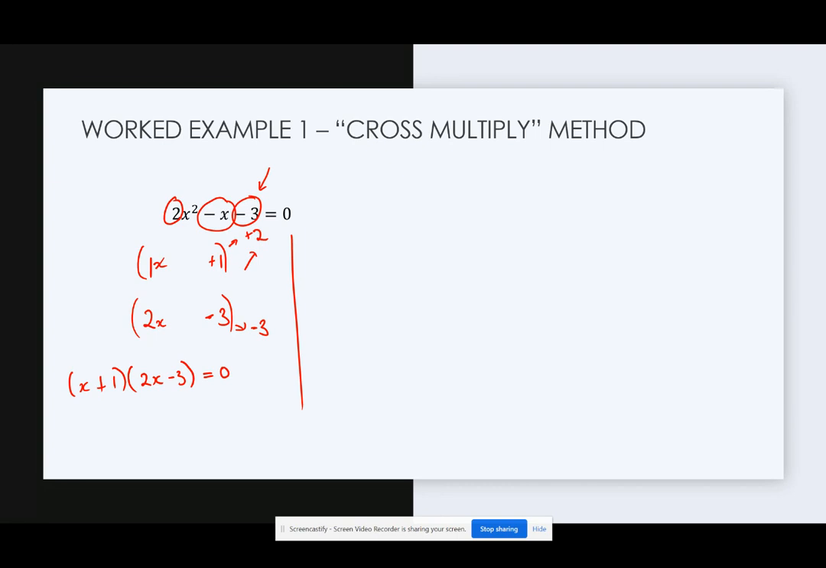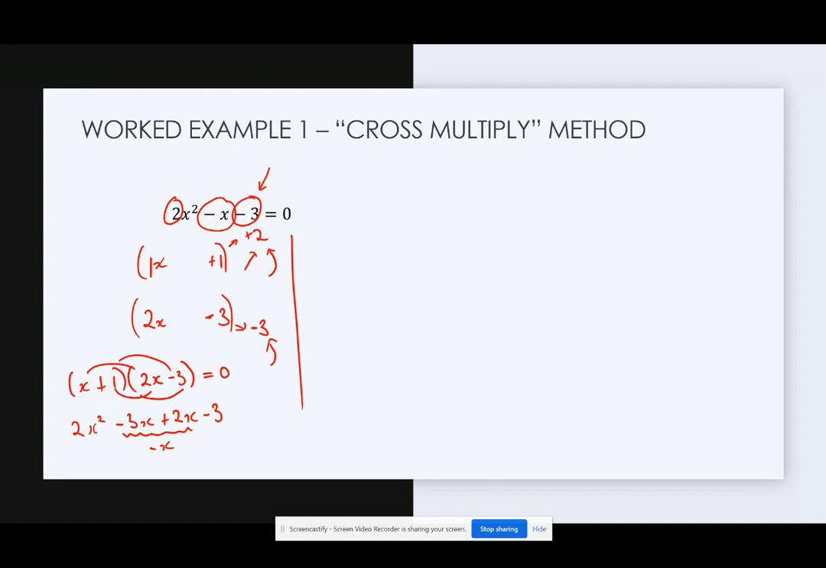Just to quickly check that that works, let's expand them, which is always a good idea in an exam. So we have 2x squared minus 3x plus 2x minus 3. As we can see, these two middle terms here are exactly what we had up here and over here, and they combine to make -x. So we have the correct solution.